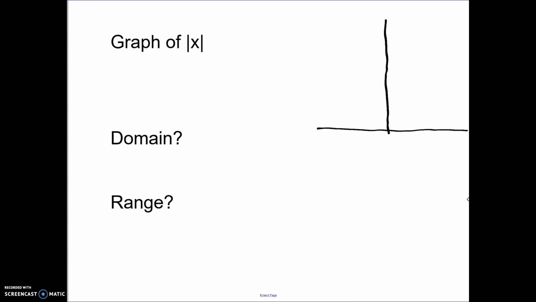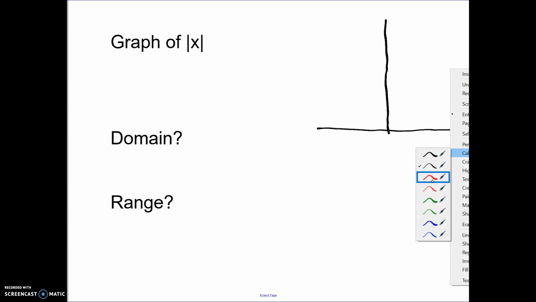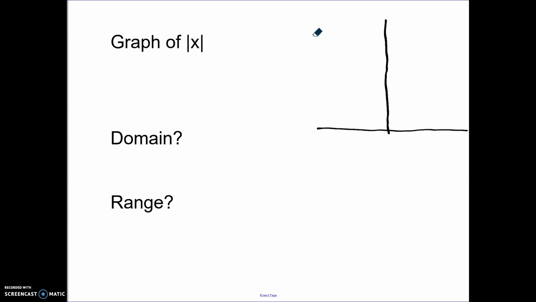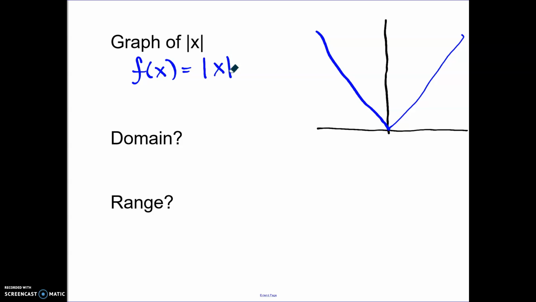Now let's go ahead and look at what the graph of an absolute value function looks like. We talked earlier about parent functions and the fact that if we know the basic behavior of a family of functions, then we can use that to define any function within that family. So the parent function for absolute value is f of x equals the absolute value of x. And its graph looks like this blue V that I've drawn.